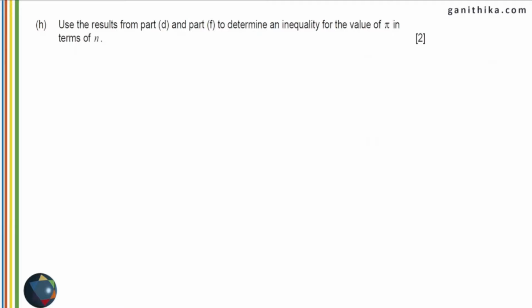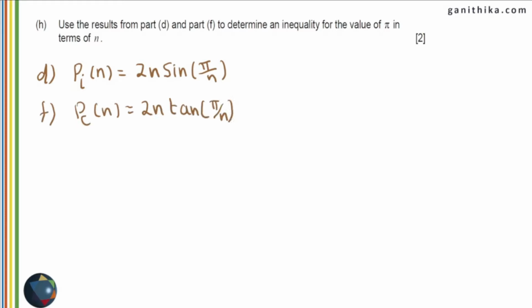Use the results from part D. Part D is Pi of n is equal to 2n sin pi over n, and part F was Pc of n equal to 2n tan pi over n. These are the two results we got from question D and question F. Using these two results, determine an inequality for the value of pi in terms of n.